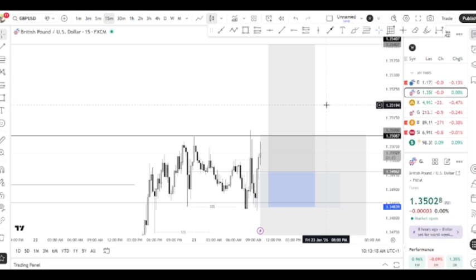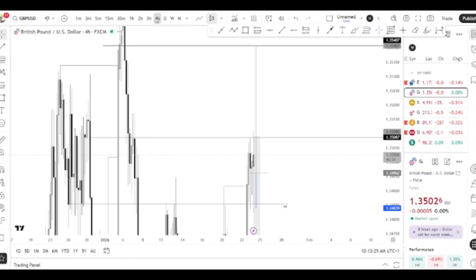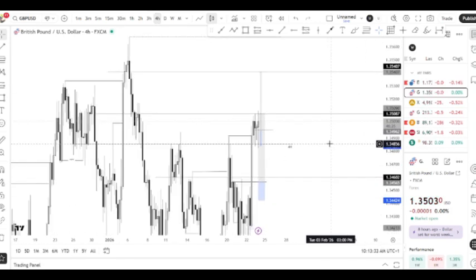So guys, I want to do a quick explanation on how I made this analysis. Okay, so this is GBPUSD on a 15 minutes time frame. Now I'm going to make this easy starting from 4 hours. Today is 23 of January 2026.